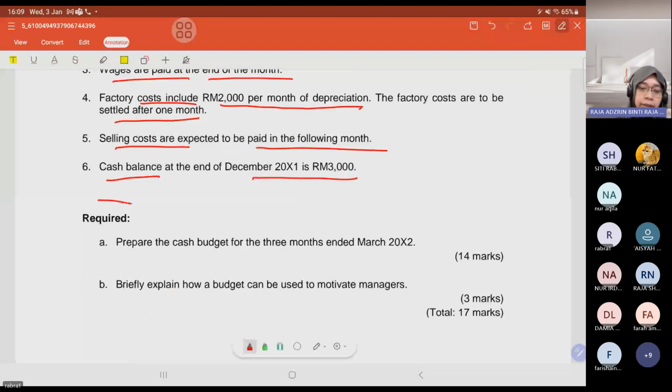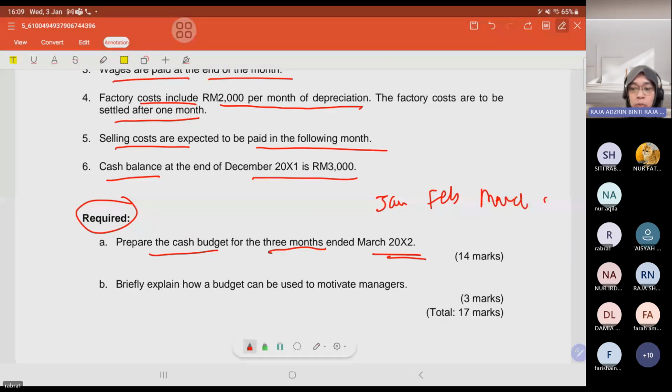So you are required to prepare a cash budget for a period of 3 months ended March 20x2. So you are required to prepare for January, February and March x2. Okay. So December 20x1, so that will be, what is this?